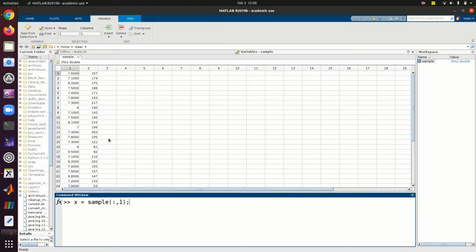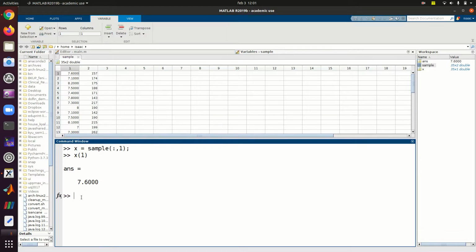So I'll suppress the output here because it will just fill up the screen. Maybe just to be sure, we can try to extract the first value of that column vector, and it should give us the value 7.6, just to be sure that we did the right thing. Okay, that's fine, 7.6.